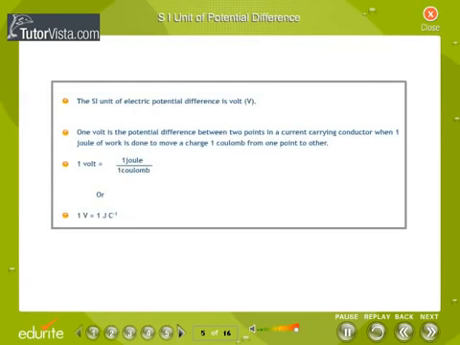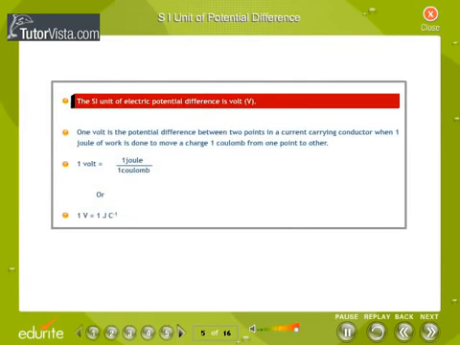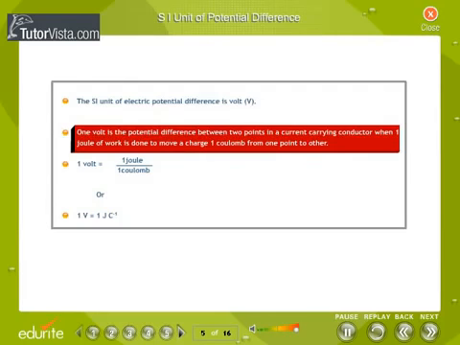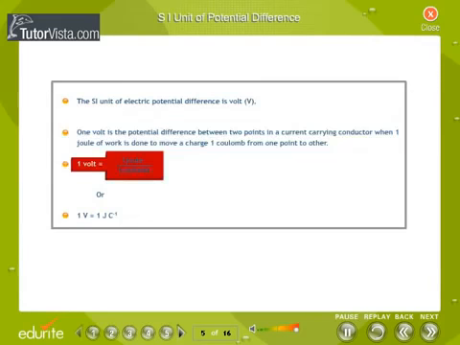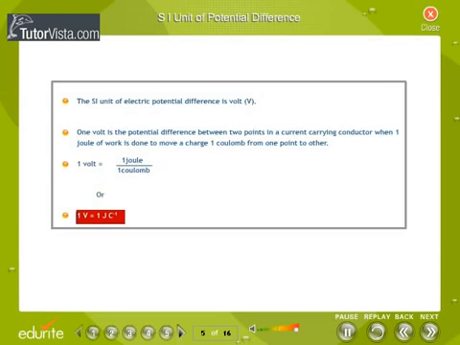SI unit of potential difference. The SI unit of electric potential difference is volt, V. 1 volt is the potential difference between 2 points in a current-carrying conductor when 1 joule of work is done to move a charge 1 coulomb from one point to the other. That is, 1 volt is equal to 1 joule by 1 coulomb, or 1 V is equal to 1 J C raised to the power of minus 1.